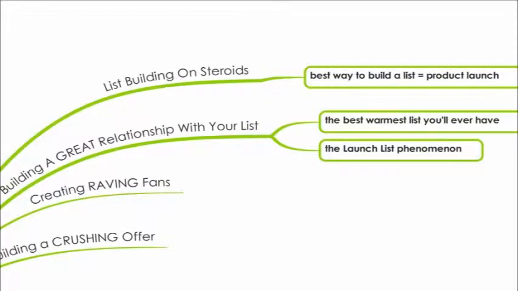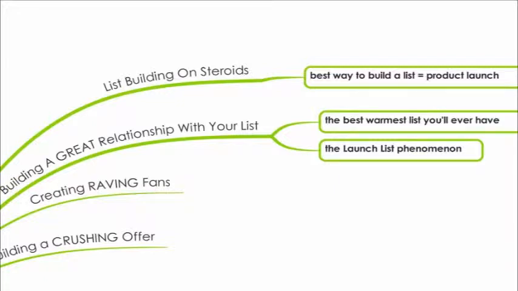Now, it's not just the size of your list that's important, it's the relationship that you have with your list. And the best, warmest list that you can have is a launch list. That's the list you build throughout your launch. And one of the things I pay attention to is numbers. I watch my open rates and I watch my click-through rates when I send out an email to my list. And the best click-through rates and open rates are always during and after a launch. That's what we call this launch list phenomenon.